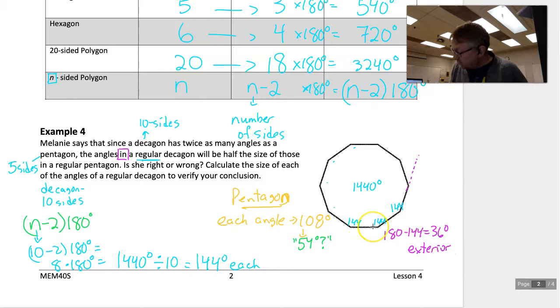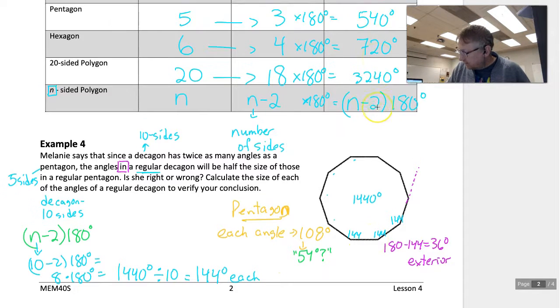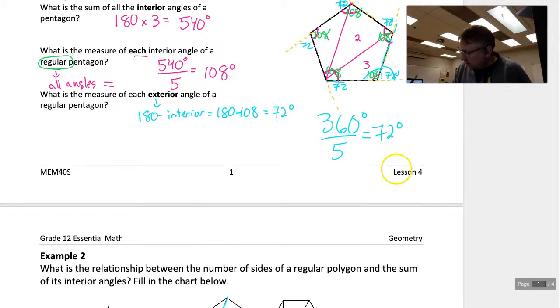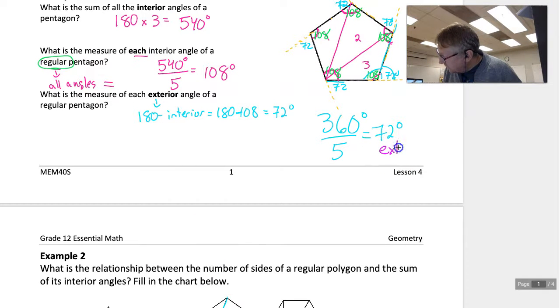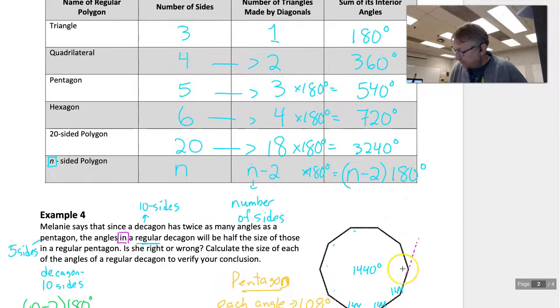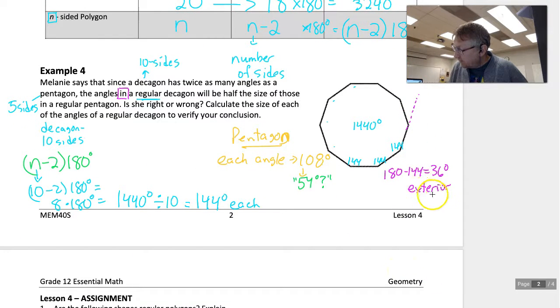And if we go to the pentagon exterior angle, I don't want to figure it out again. I'm just going to cheat for the answer. What was the exterior angle of the pentagon? Do you see that the exterior of the pentagon is 72? The exterior of the decagon is 36. It is exactly half the size. She's bang on.